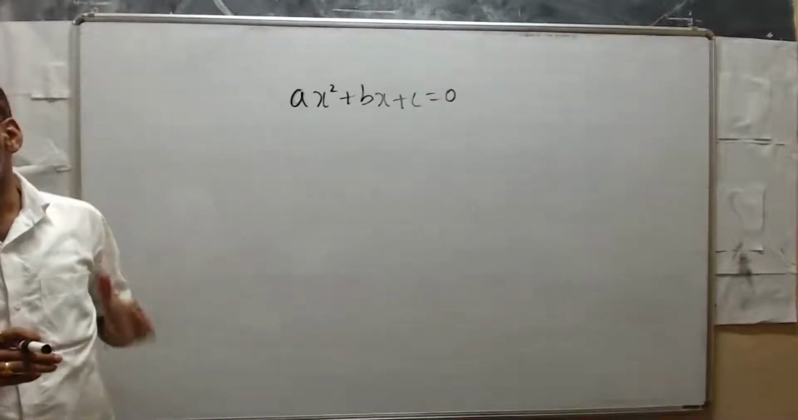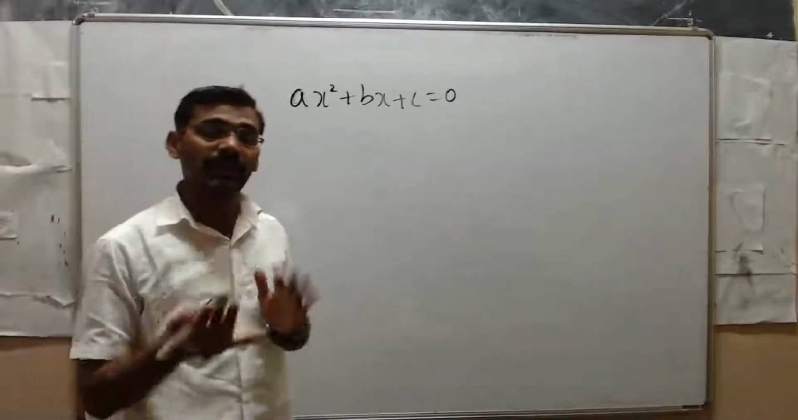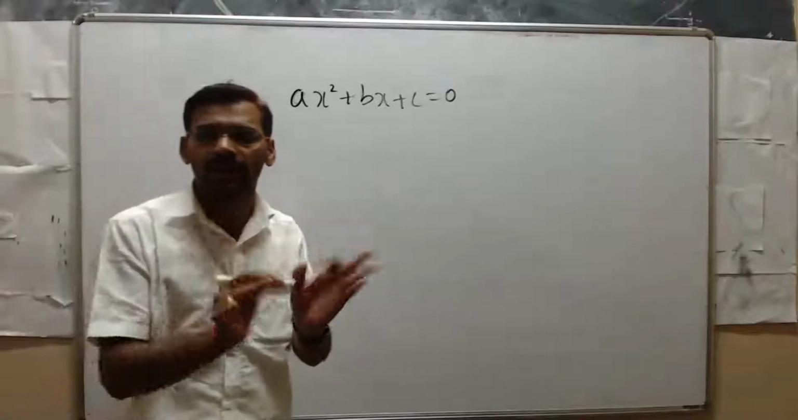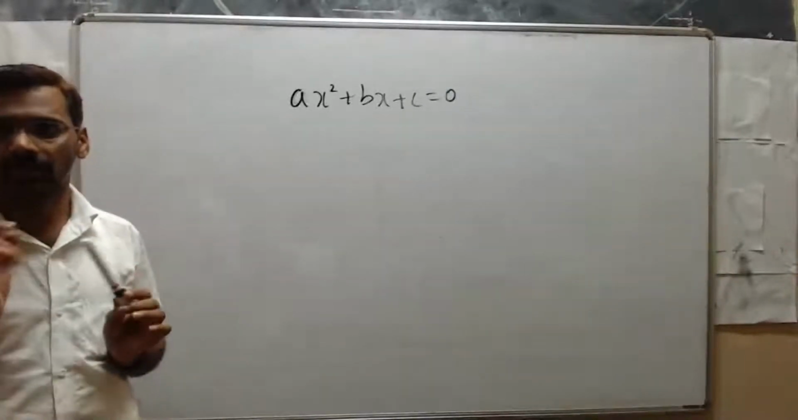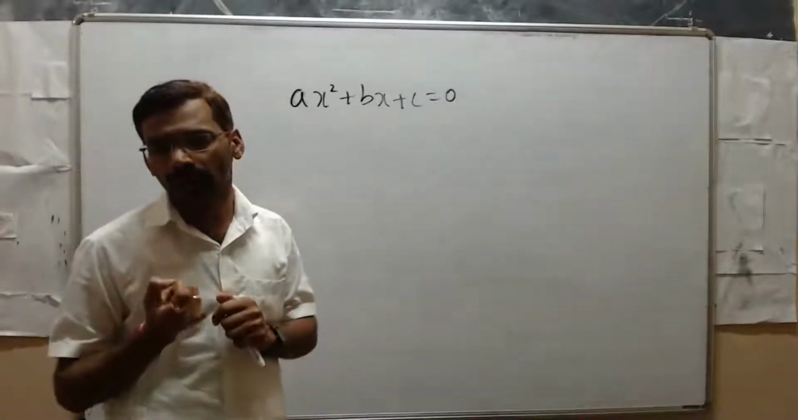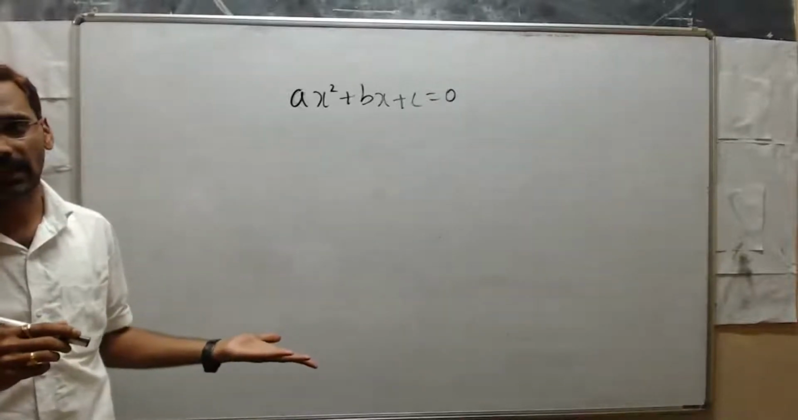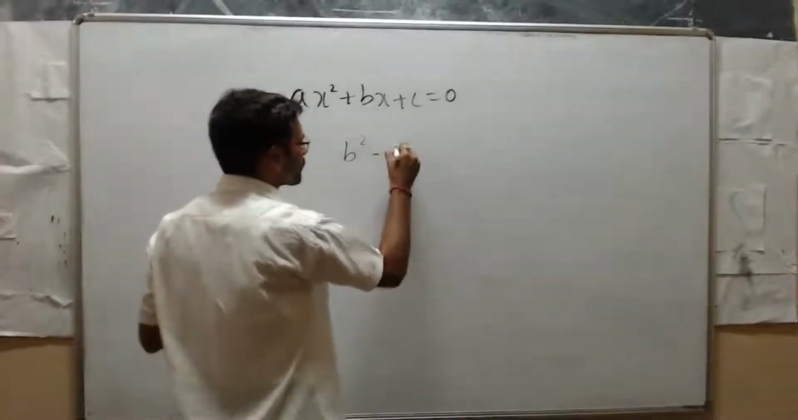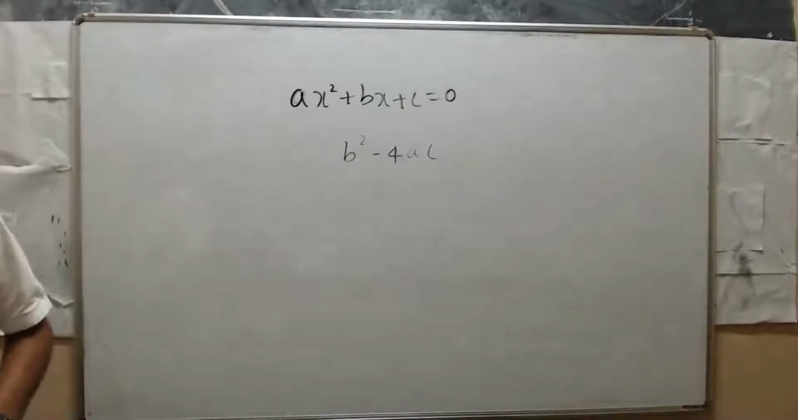Then the discriminant part of the quadratic equation. With the help of the discriminant part of the quadratic equation only, we are able to find the nature of roots. What is the discriminant of the quadratic equation? Discriminant of quadratic equation means b square minus 4ac is considered as the discriminant of the quadratic equation.